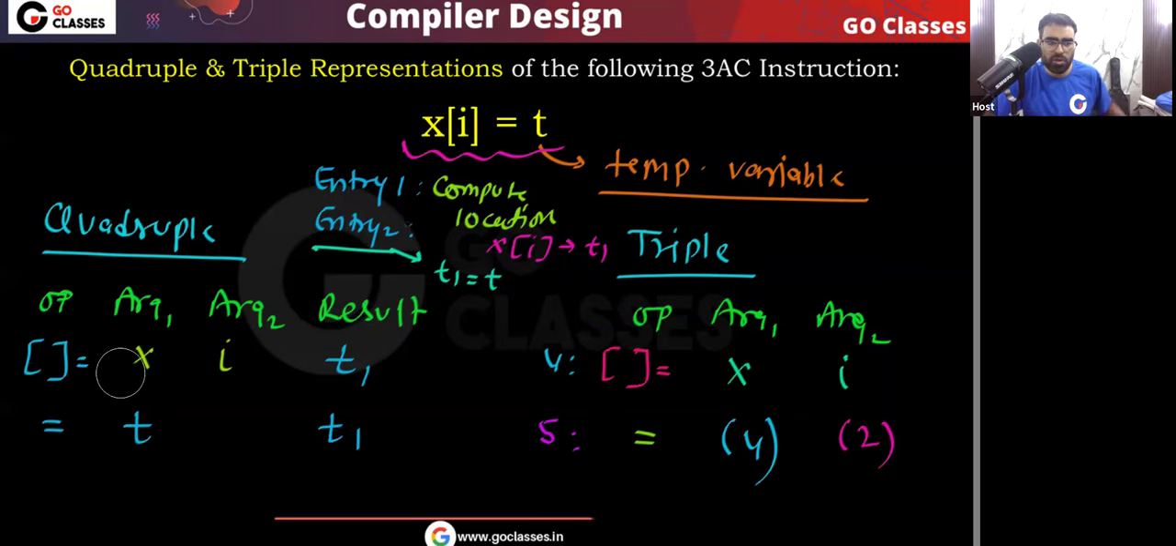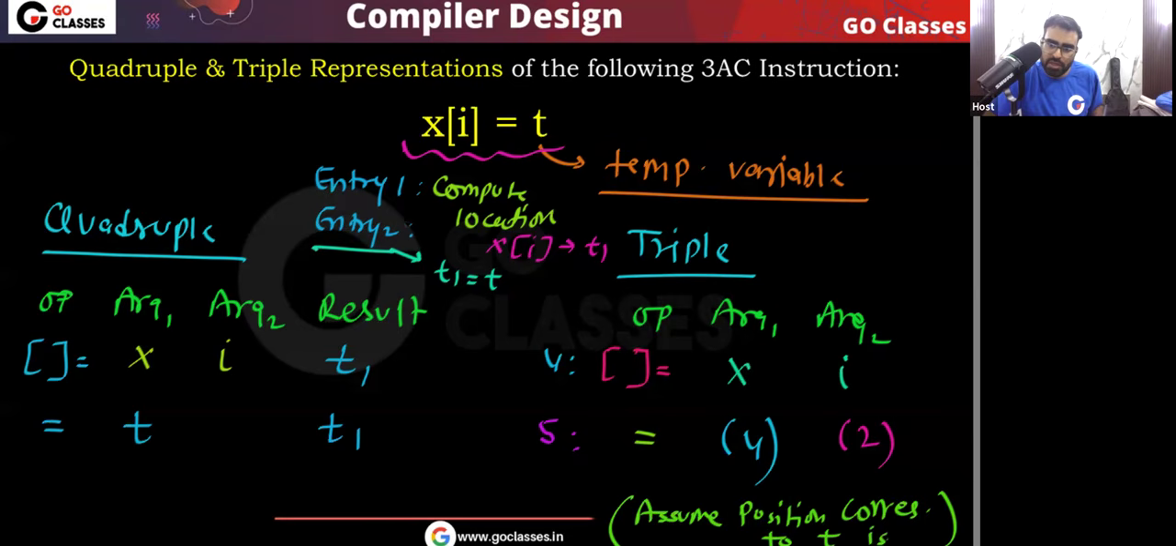There will be some position, yes or no? So you can notice that, let's assume the position corresponding to t is 2. Okay, is this point clear? So this is how you will do it. I hope you understood. So that's it. We have seen the indexed copy instructions, there are two indexed copy instructions allowed in the 3 address code. For both of them, what will be the quadruple representation and what will be the triple representation? I hope you understood this.